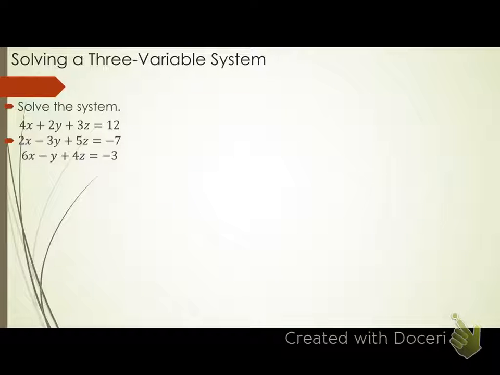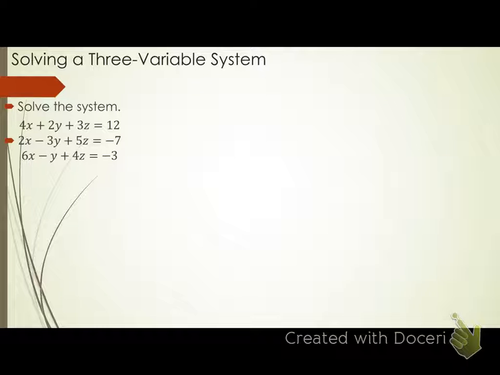Here's our first example. I would probably write this one down and write down all the steps we go through as we solve it. So here's my system: 4x plus 2y plus 3z equals 12. 2x minus 3y plus 5z equals negative 7. 6x minus y plus 4z equals negative 3. This is a system of equations in three variables. I've got to solve for all three variables.